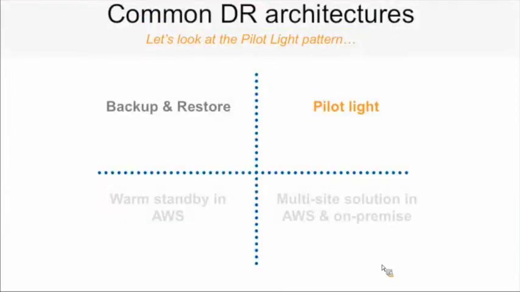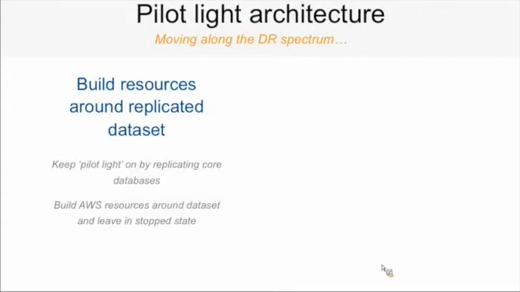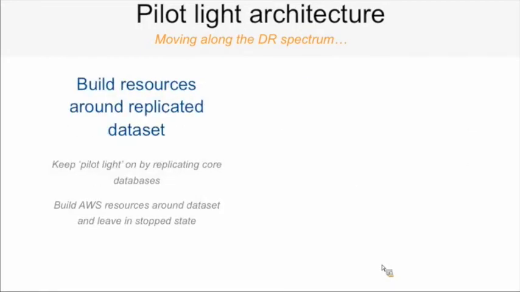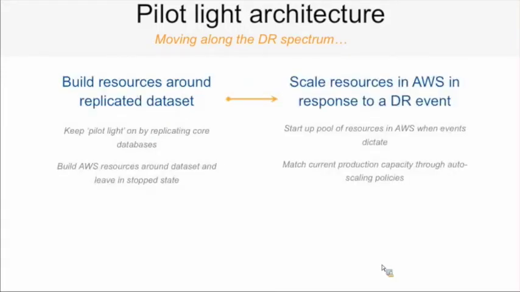Okay, so that's all about backup and restore. Let's take a look now at the pattern for the pilot light. This is quite interesting. What we're talking about here is having a minimal environment running in AWS, which represents this pilot light environment, just enough to receive the replica of your core databases. You build the resources around that data set that you would need in order to invoke DR, but you don't leave them running, you leave them in a stopped state. And what that means is you can scale the resources that you have in AWS in response to a DR event.